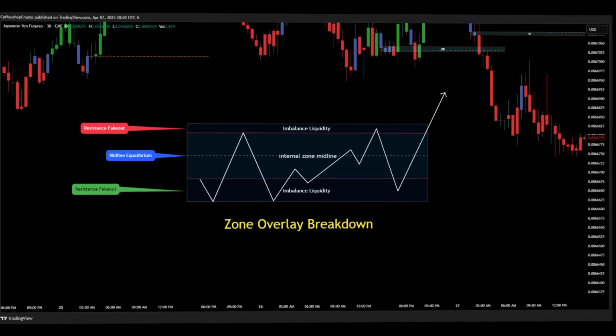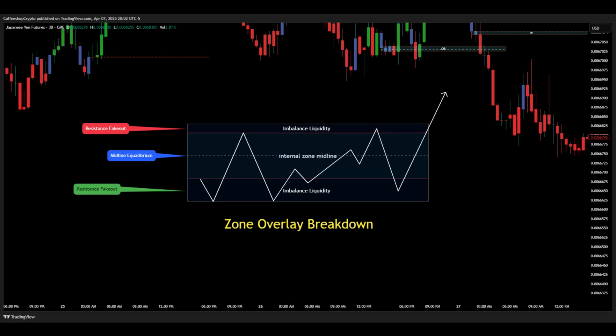There's another feature I love, the zone overlay. Once price starts trending, new zones stop printing. But the old ones? They stay on your chart as a sort of map. And this map can show where future traps will form, where price might stall or reverse, and where the next big move could come from. Super useful for swing trading.